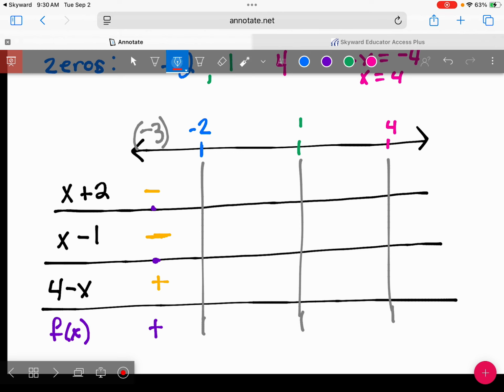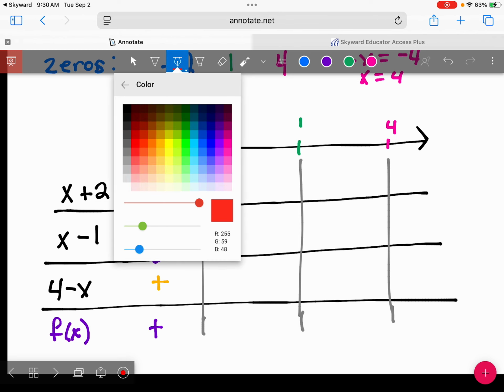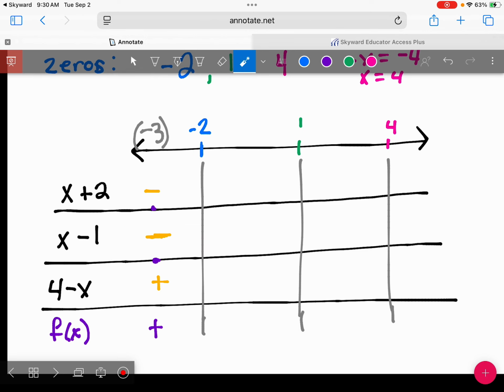So then we're going to do the same thing, but thinking about a value between negative 2 and 1. 0. We love 0. 0 is a lovely option. So we think about 0. If I take 0 plus 2, is this going to be positive or negative? Positive.